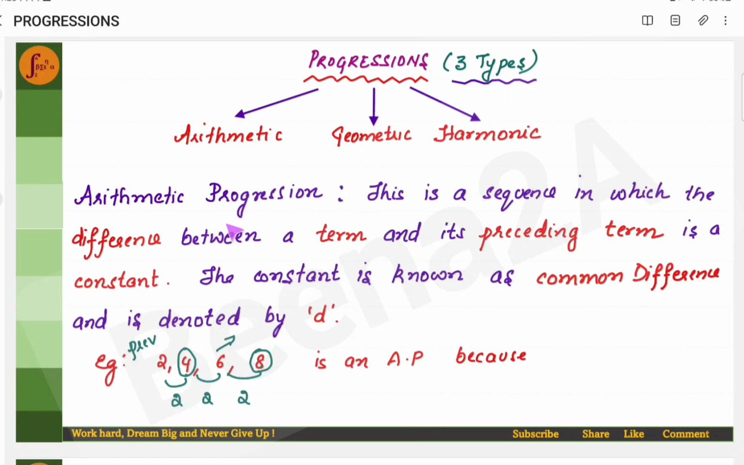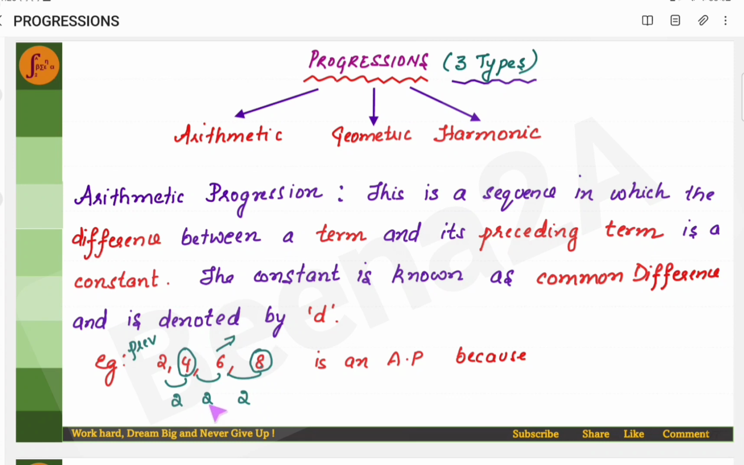2. So what is an arithmetic progression? It is a sequence in which the difference between a term, you can take any term, and its preceding term, the previous term, is a constant. Why is it called a constant? Because the difference is the same. So it's a constant. That means it does not change. It's 2, 2, 2.